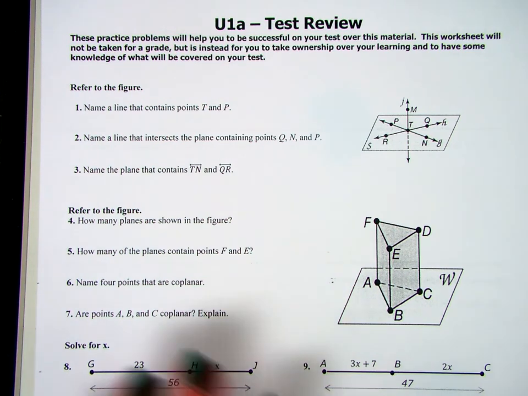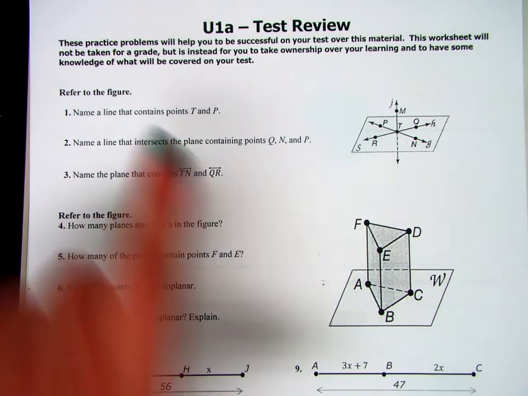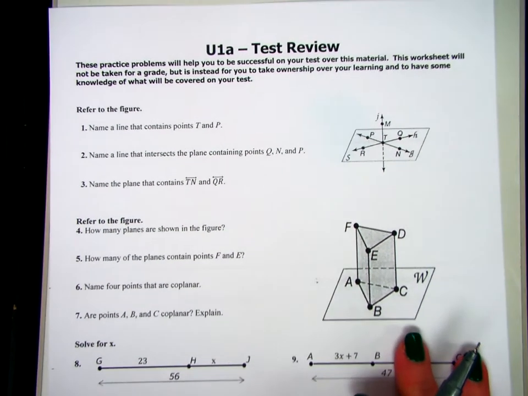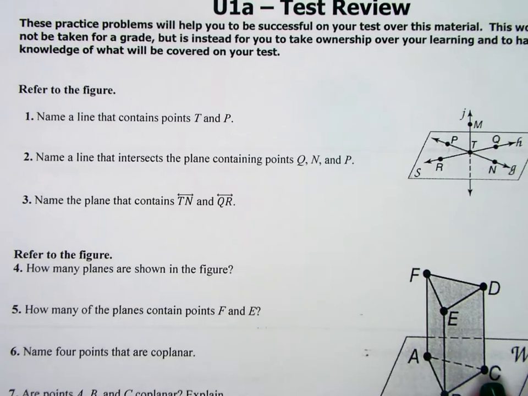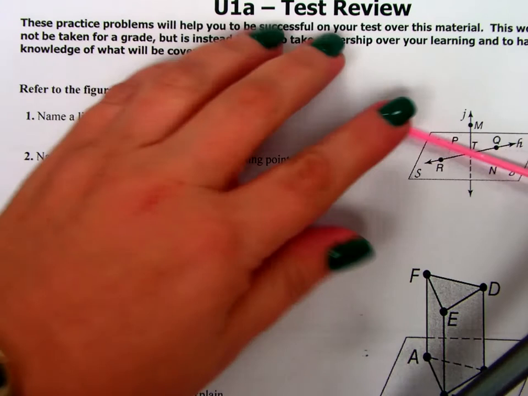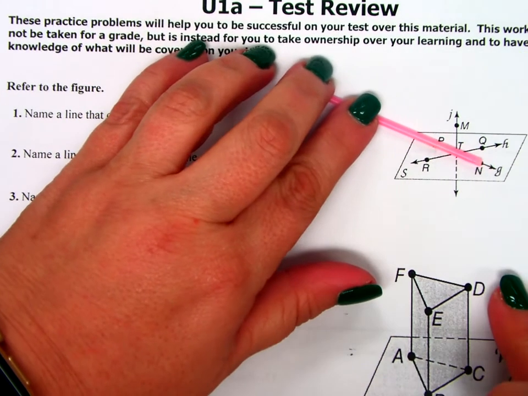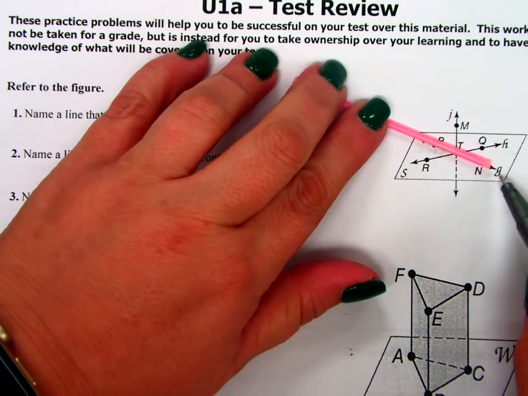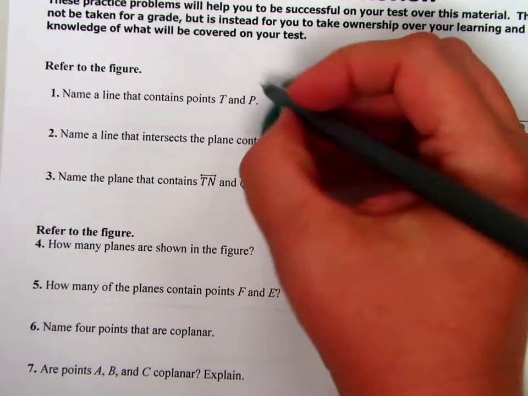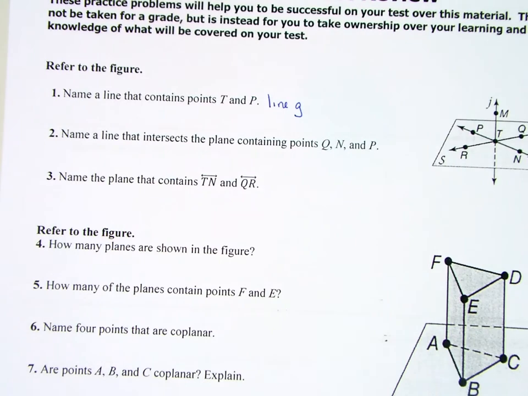It says name a line that contains both points T and P. Okay? So when I look at where T is and when I look at where P is, and I want to name a line that contains both of those, I can see that if I look at that line, there's a little lowercase g on the end of it. So I know I can name that line G with a little lowercase g. That's not the only thing I can name it.